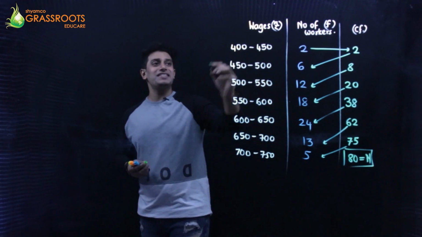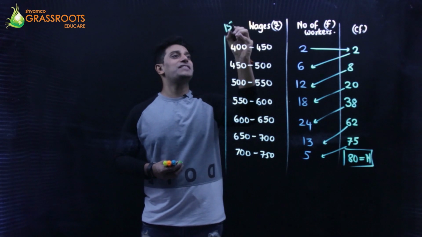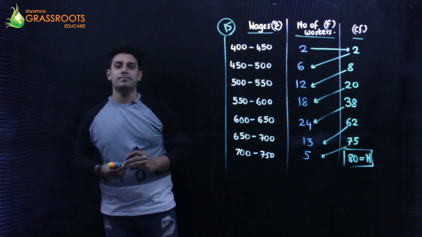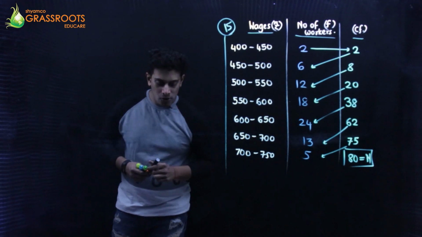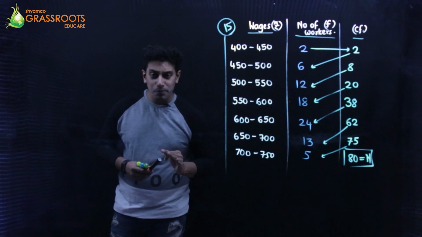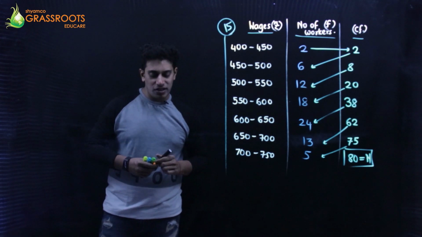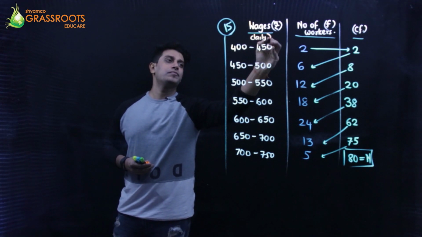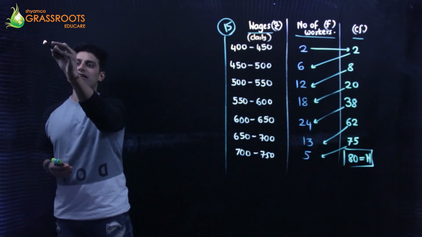Now let's observe what is asked in the question. Okay, now in the graph, they're asking me the median, the lower quartile and the number of workers who earn more than 625 rupees daily. These are daily wages.